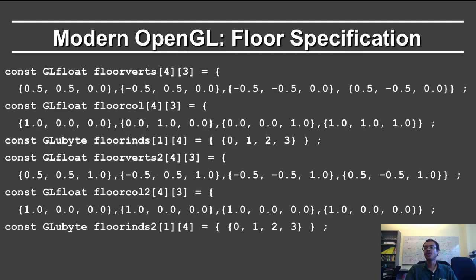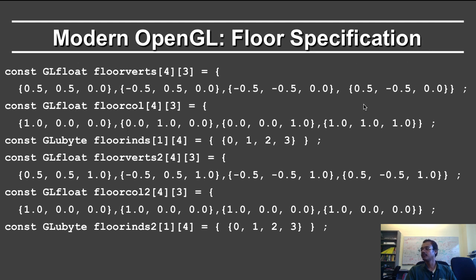So here is the floor specification. I've just defined a number of arrays which contain various types of information. So here is the floor vertices. I have 4 vertices, each of which includes 3 coordinates. These are in inhomogeneous coordinates. I have floor color for each of the vertices, and again, red, green, blue, white. Then I have the floor indices. So I want to consider 0, 1, 2, and 3, which is just one polygon.